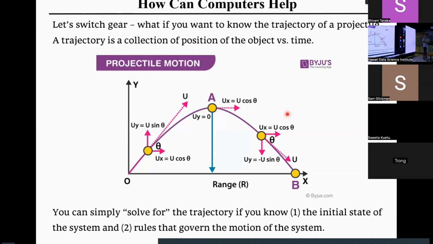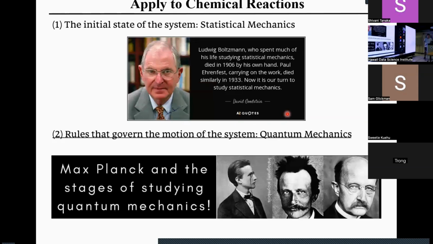Now what I want you to do is just imagine this projectile is an atom in a chemical system. What we need to solve the trajectory of that atom is exactly the same as how we solve the trajectory of this projectile. Two things: the initial state of the system and the rules that govern the system. Actually, these are two separate subfields in chemistry. The initial state of the system belongs to a field called statistical mechanics. And the rules that govern the motion of the system are called quantum mechanics. It also actually includes classical mechanics, but we're not going to go in there.